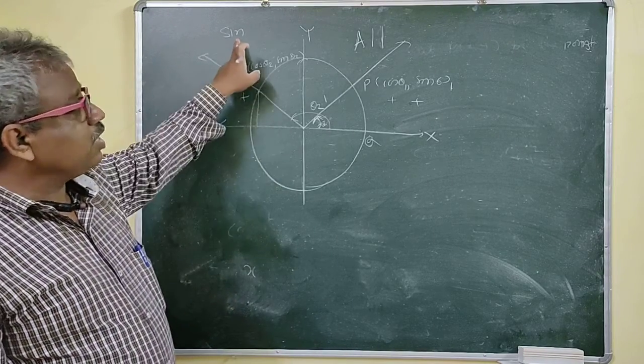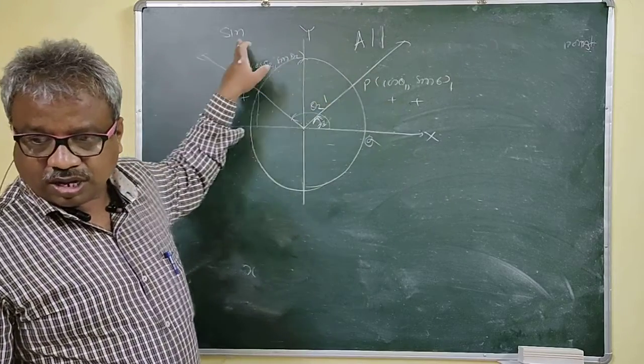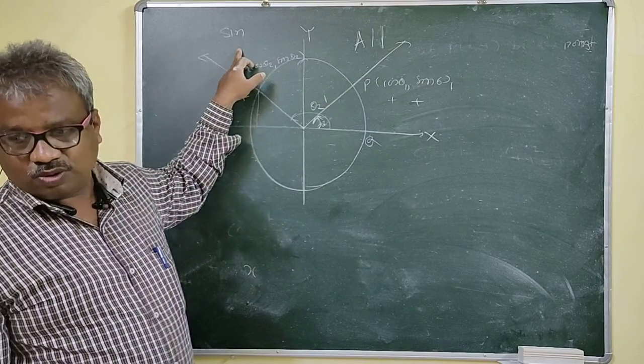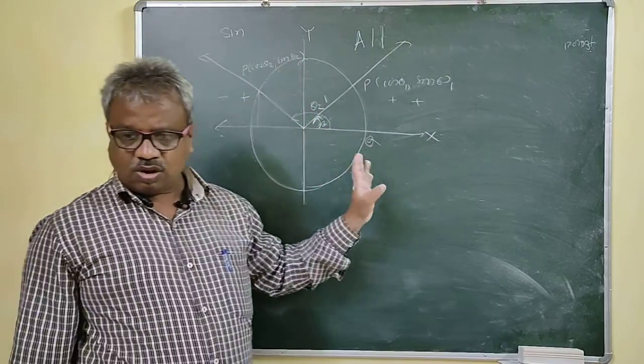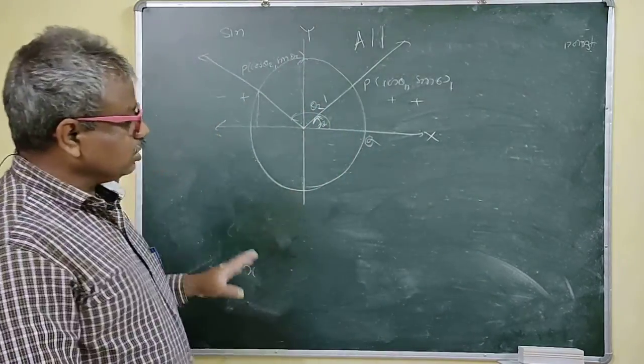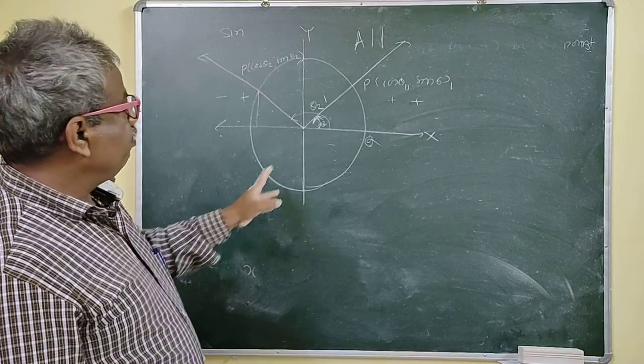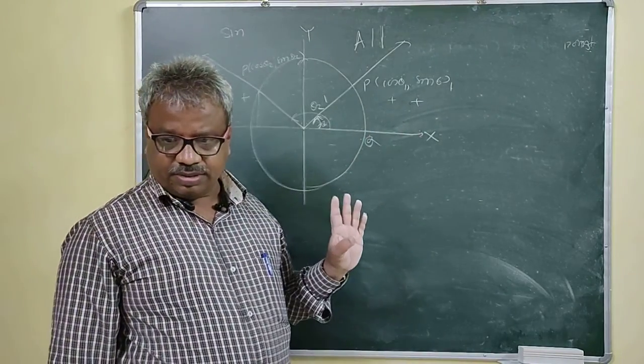Right? So that means here, in the first quadrant, all trigonometric ratios are positive. Here only sin is positive, and obviously cosec is positive. So don't bother about cosec, sec and cot. They are the reciprocals of these. So just take the standard sin, cos and tan, right?